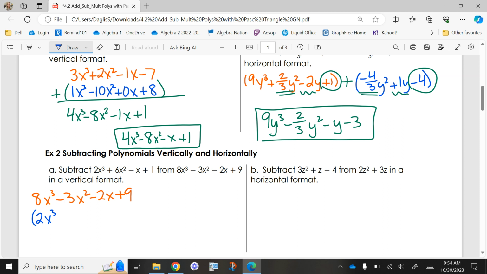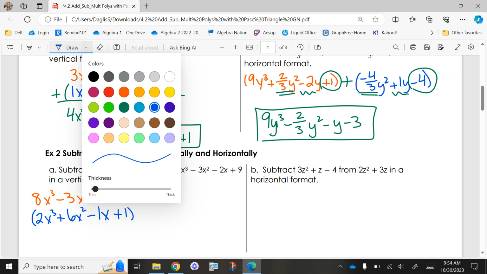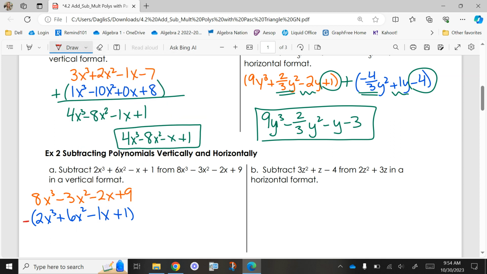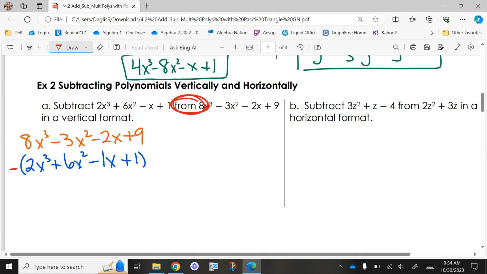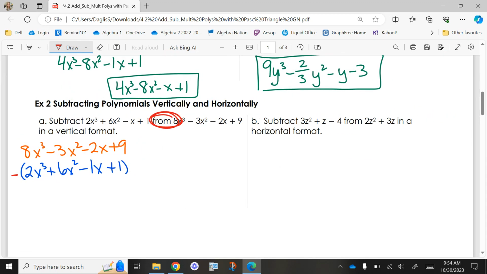Then 2x cubed plus 6x squared minus 1x plus 1. Okay, that's what we're doing. So again, watch for that word right there. Subtract this from that. We got to switch our order. So before I actually combine them, I am going to distribute that negative all the way through. So I'm going to make this second equation negative 2x cubed, negative 6x squared, positive 1x, and negative 1. Top equation, not going to change.